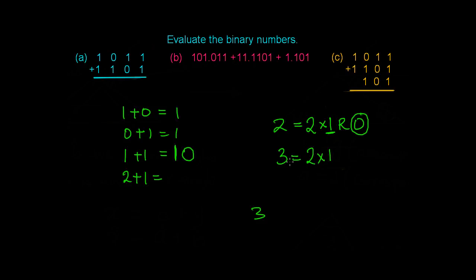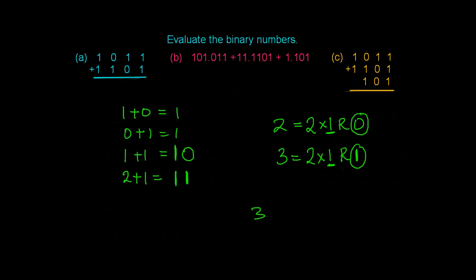2 times 1 gives us 2. Remainder 1. If we get 2 times 1, 2, we have to add 1 to 2 to give us 3. So we have a remainder of 1. So you just take this remainder, write the remainder here, 1. Then we have 1 here again. So you just write this 1. Carry this 1 to the other side. So you have 1 here like that.